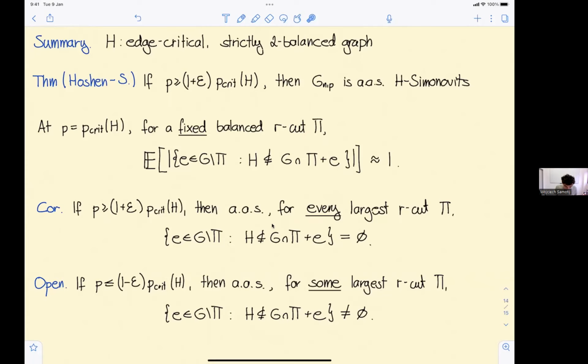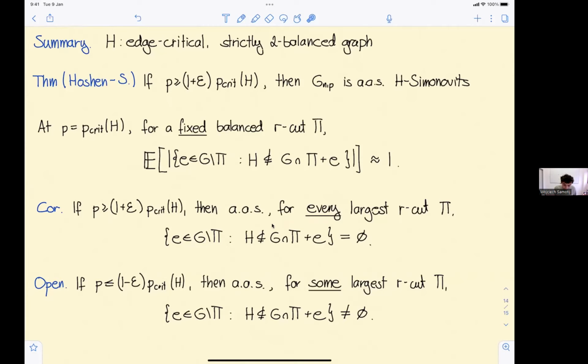Now, a corollary of the theorem is that for every largest R-cut, we cannot find such an edge. Because if we did find an edge that we can add without creating a copy of H, then you would have an H-free graph, which is by 1 larger than the largest R-partite graph. And what is open is that if we're slightly below this critical probability, then it's enough to find 1 largest cut for which we can find an edge, so that if we add it, it will not close a copy of H. Even the case of a triangle.